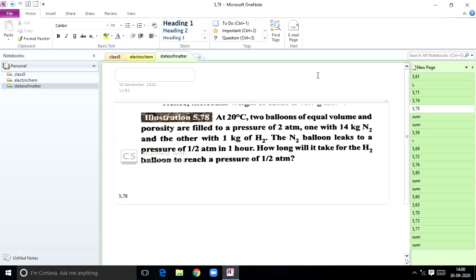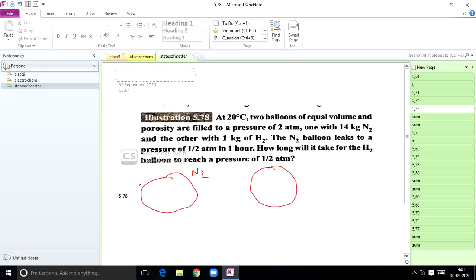At 20 degrees Celsius, two balloons of equal volume, porous, are filled to a pressure of 2 atmospheres, one with 14 kg nitrogen and the other with 1 kg of hydrogen. The nitrogen balloon leaks to a pressure of 1/2 atm in 10 hours. How long will it take for the hydrogen balloon to reach a pressure of 1/2 atm? Very good sum, super sum. Two balloons of equal volume, volume is the same, and filled to a pressure, one balloon is filled with nitrogen, the other balloon is filled with hydrogen. Okay, now read the data clearly.